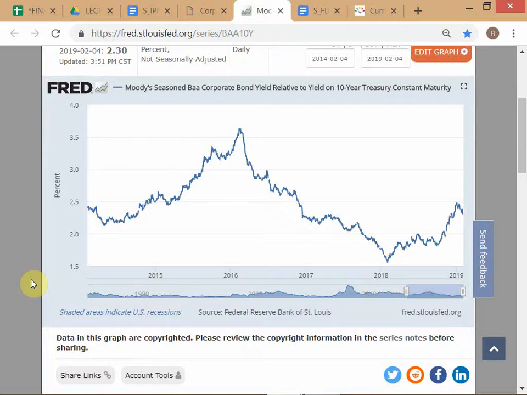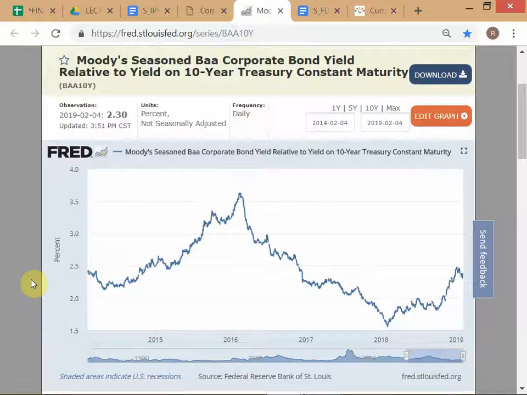Now, time series data. Why is this a credit spread? Why is the title explaining to you clearly that this is a credit spread? It is the difference between the corporate and the treasury. What is this plotting? Corporate bond yield relative to yield on the 10-year treasury. That means corporate bond yield minus the 10-year treasury. Are you following? So this is the credit spread.